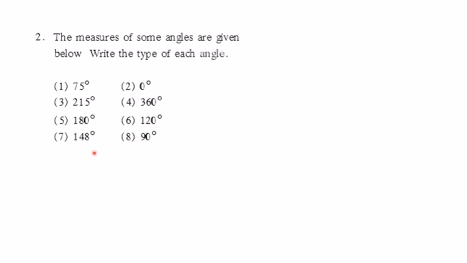Next type of angle is 148. So this is an obtuse angle. Now why is it obtuse? Again because the measure is less than 180 and more than 90. Next is 90 degrees, which is a right angle.